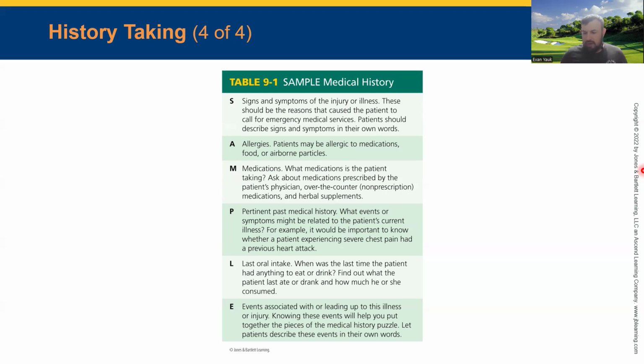So what I tell my students is the easiest way to do this, and there's a lot of mnemonics we're going to use, but buy a 97-cent notebook at Walmart. All it is for is these mnemonics in class. So we're going to write SAMPLE down the side. On page 1, we're going to write signs, allergies, medication, past pertinent history, last oral intake, events leading up to.